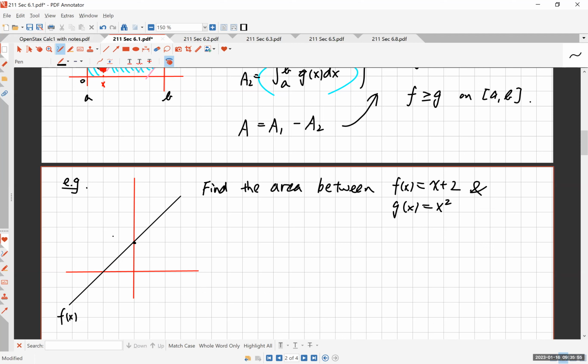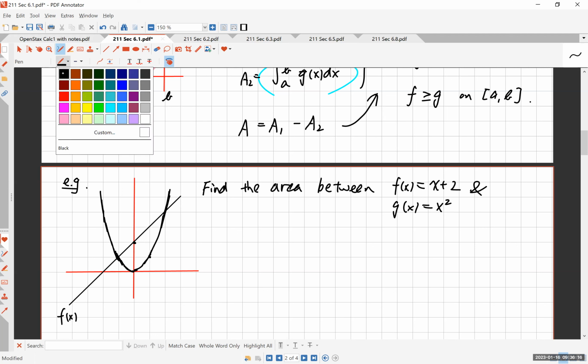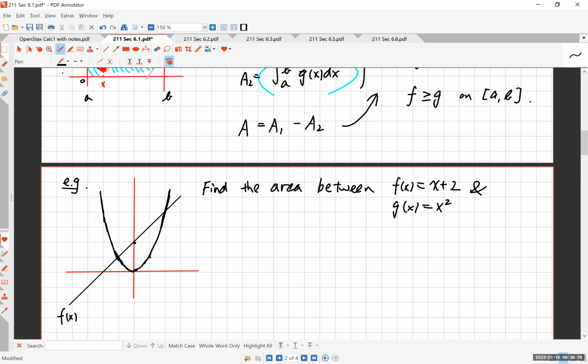The other one is slightly more difficult to graph. Let's say you have (-2, 4) and (-1, 1), (0, 0). This is your typical or a standard parabola. And so you can graph it like this, okay? And once you do this, it's very clear what the area referred to is. Okay, it's the area of this region between these.